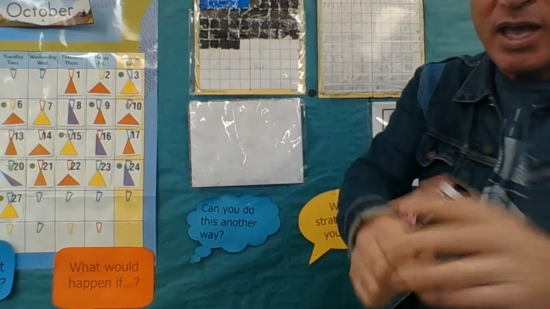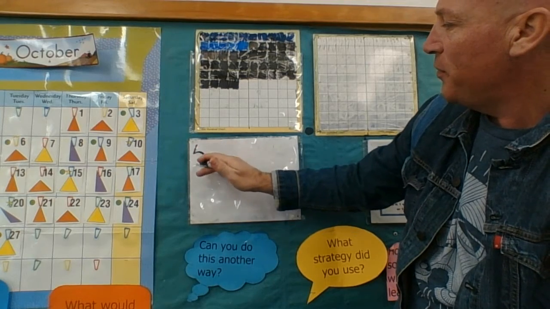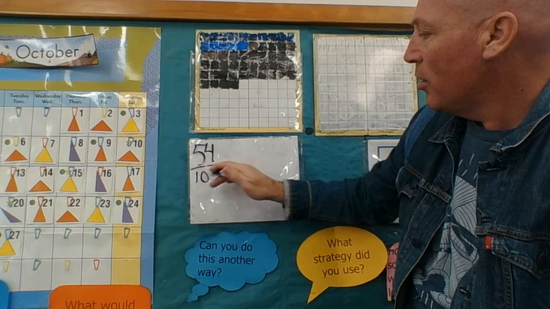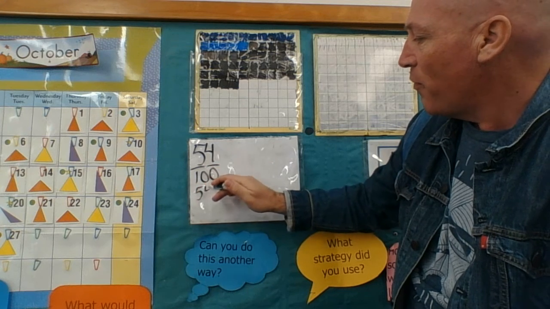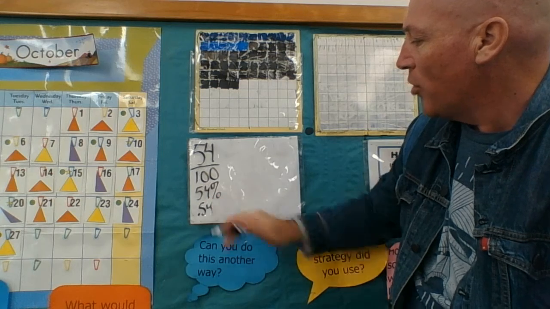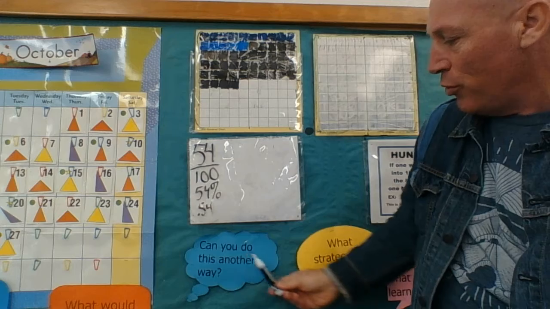And now for our application. Like we did at the beginning, we have 54 out of 100, which is the same thing as 54%, which is the same thing as 54 hundredths. And once again, I'm going to do my way. Now you can do it another way.